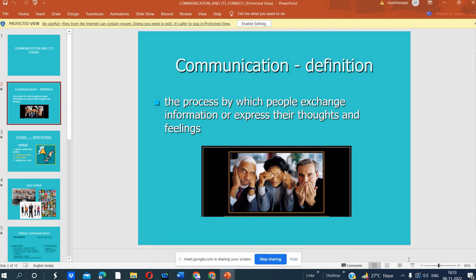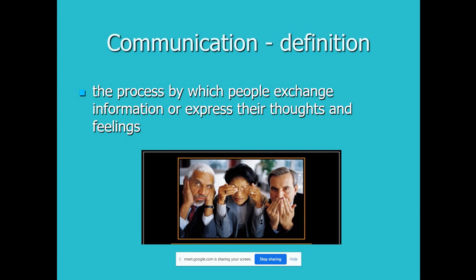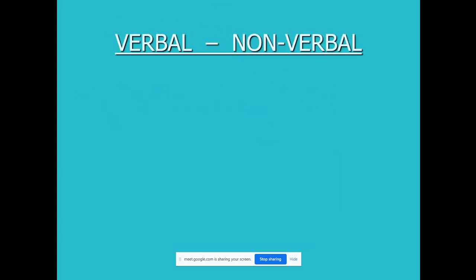Yes, I have allowed. So this is the process by which people exchange information and express their thoughts and feelings. Communication is of two types: verbal communication and non-verbal communication. Verbal communication is that I am talking to you. This is my verbal communication, and there can be non-verbal communication which you also do at your home, communicating non-verbally by giving signs and symbols.